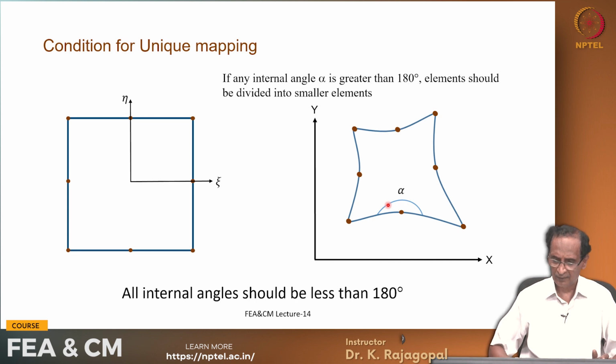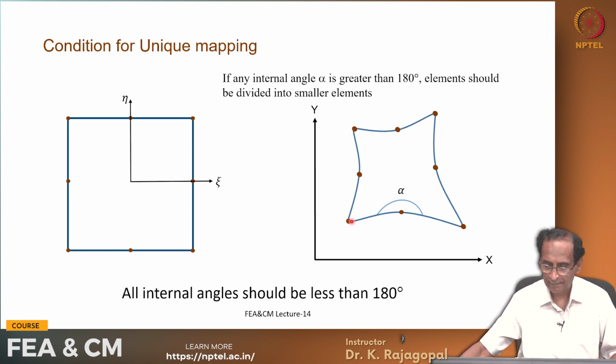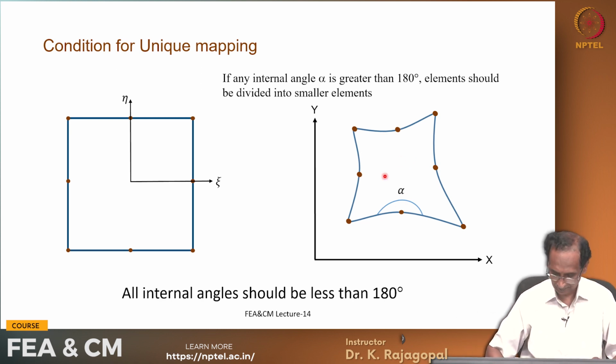And so if you have a very complicated shape, then what we do is we divide the shape into a larger number of smaller elements, so that at the small element level, we may have unique mapping. So all the internal angles should be less than 180 degrees. So in this case, we can divide this into 2 elements, and then here also we may need a line. We can divide this into 4 elements, so that we get a unique mapping.